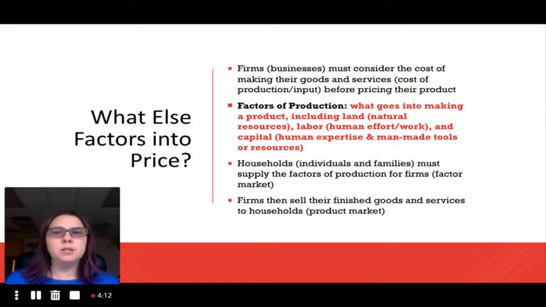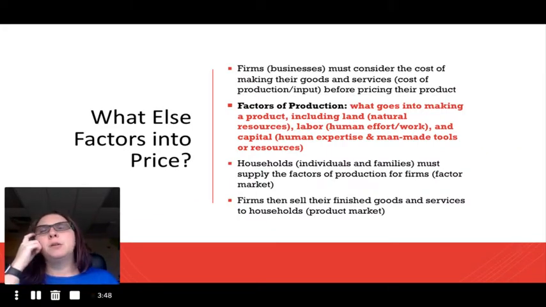Okay, and so what else factors into price? When we buy things, price plays a huge role. Firms, which are also businesses, must consider the cost of making their goods and services before pricing their product. Keep in mind that the price of a product is not necessarily how much it costs to make that product, because you have to pay your employees, and you have to pay for the resources to create that product, so the price reflects all of those things together.